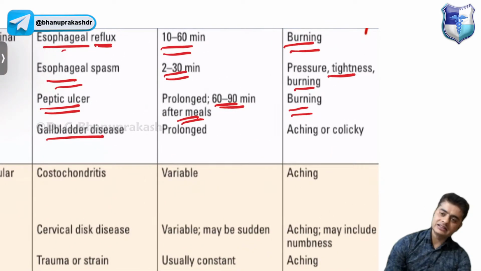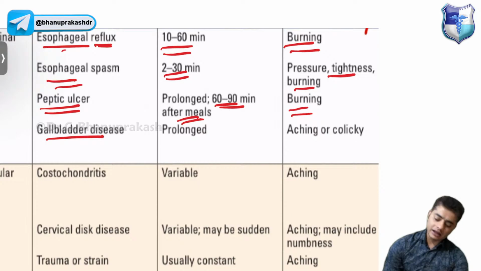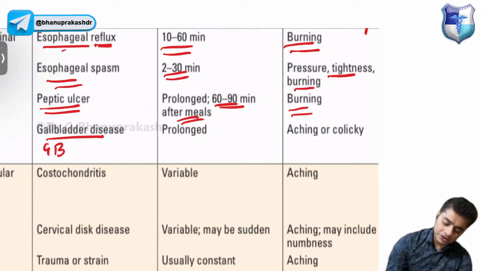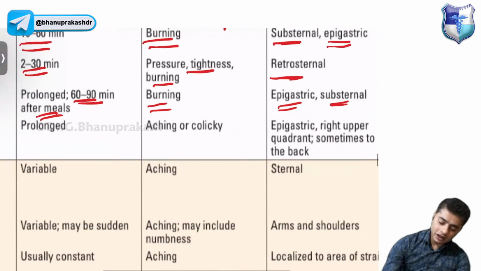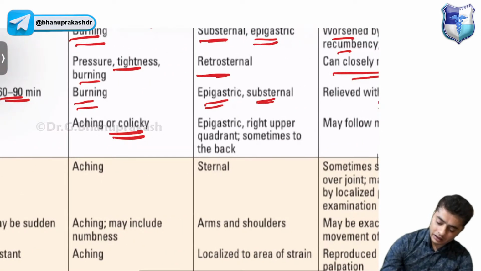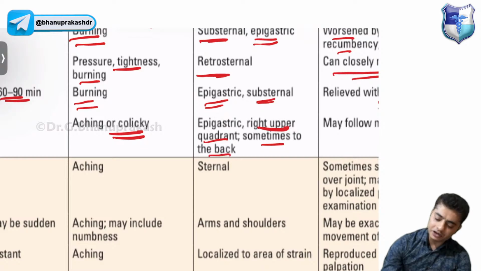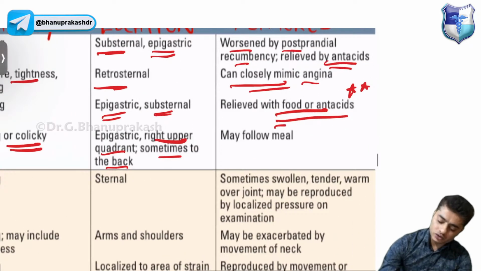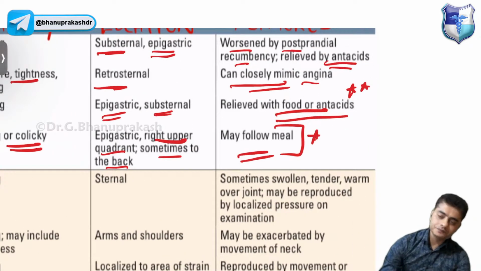Now comes gallbladder disease. How can GB disease happen? It can happen through any GB stone. Here you will find a colicky type of pain in the right upper quadrant, sometimes radiating to the back. It may also follow after a meal.